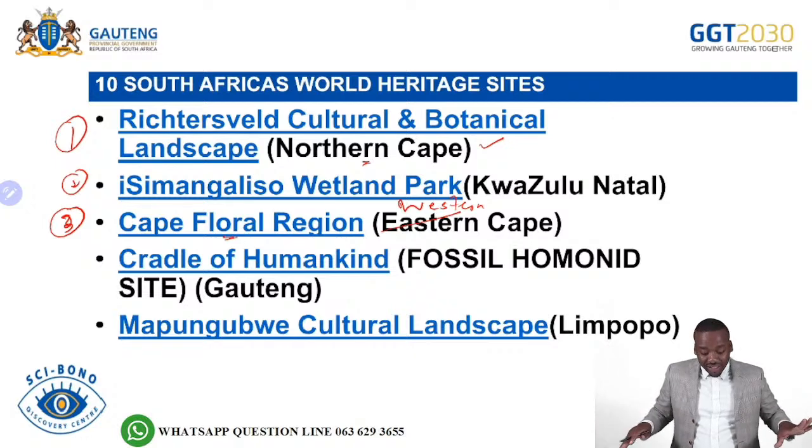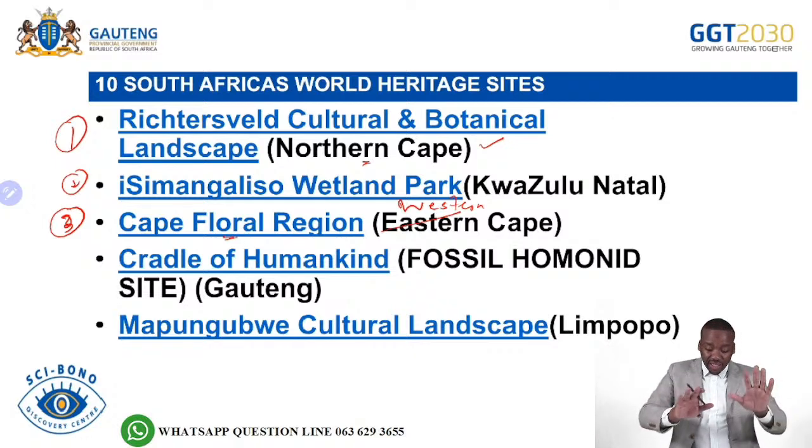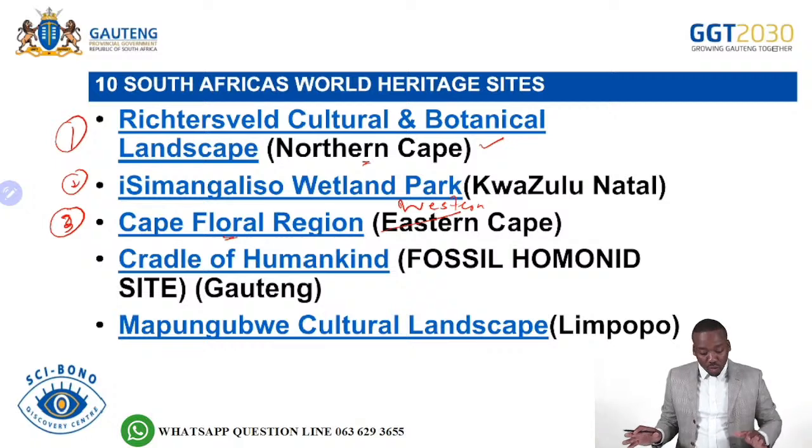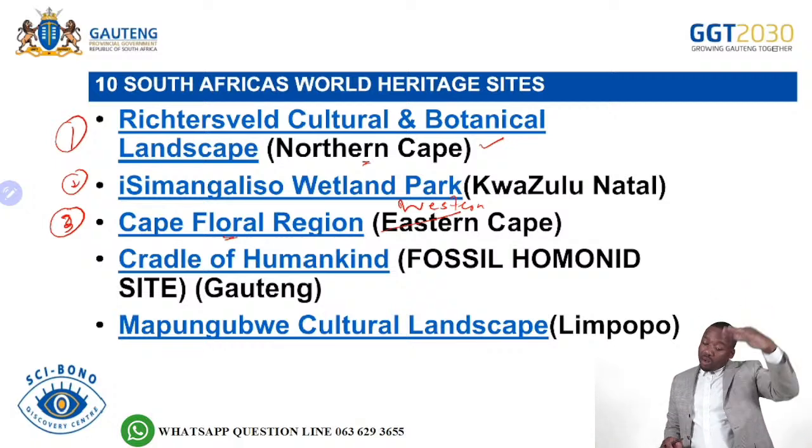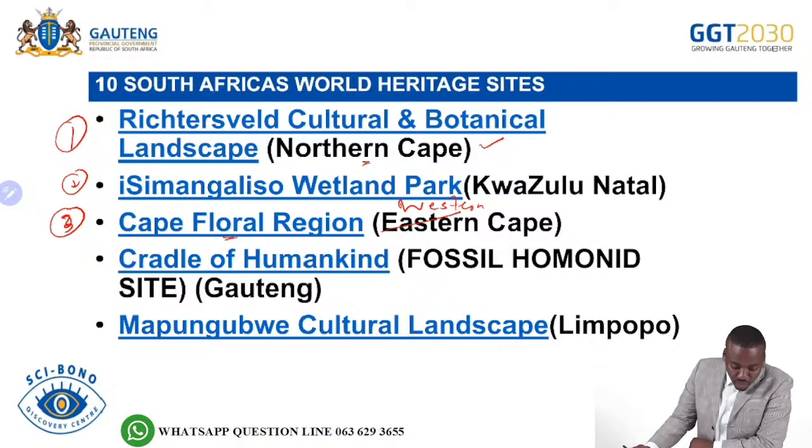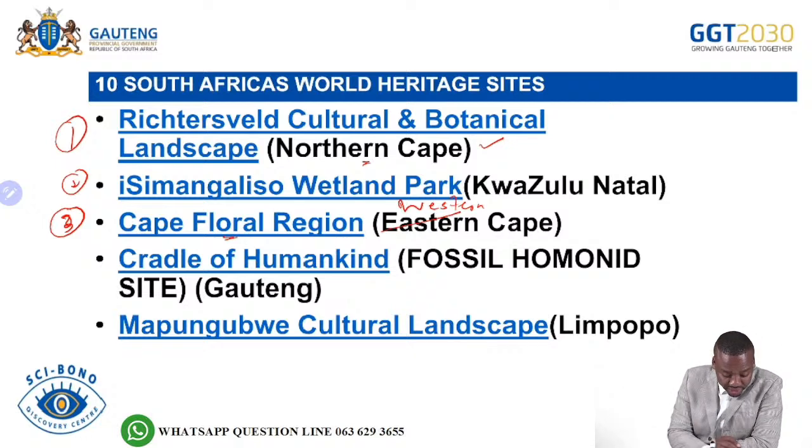The Cape Floral Region stretches, right? This is where you find the protea plant and so on. So the Cape Floral Region, it is not Table Mountain, but at the bottom right. That is going to be our third World Heritage Site.